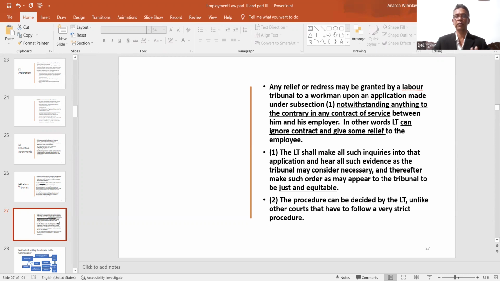Next bullet form. The LT must hear all evidence and make an order which is just and equitable.